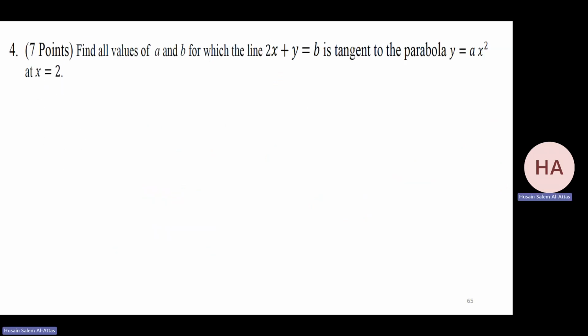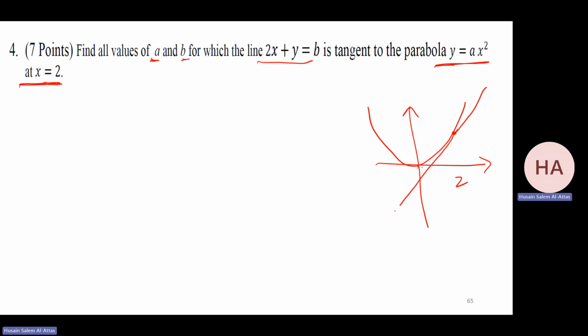I'll do this problem, then I think I will stop. Find all values of a and b for which this line is tangent to this parabola at x equal to 2. He gave me the point of tangency, and I have the parabola. I don't know if a is positive or negative. Assume it's like this. I think a will be negative, but it's okay. And the line, there is a point at x equal to 2. This is the line tangent to it, and he gave me just an equation of the line. He put b somewhere. This is the question. What is the link?